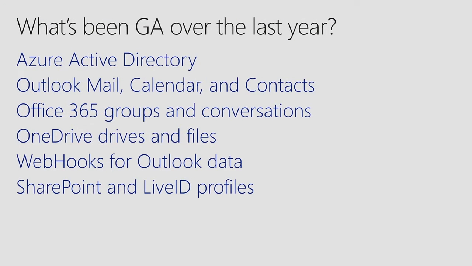Okay, so what's new in the graph? Well, over the last year, we've been bringing on more and more services into the graph. It really sort of started with the Outlook Mail, Calendar, and Contacts, and OneDrive. But we have been adding Azure Active Directory, Office 365 groups and conversations, so there's full access to groups if you guys have started using those or started looking at those. Webhooks for Outlook data, so you can get subscribed when things change in Outlook data. And SharePoint and Live ID profiles.